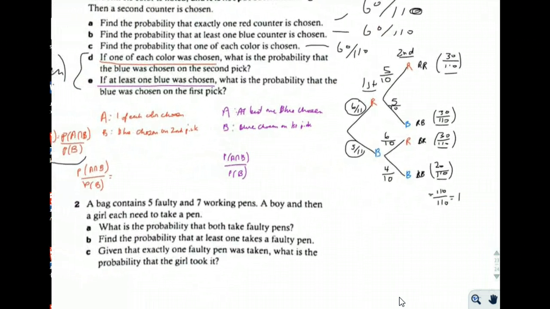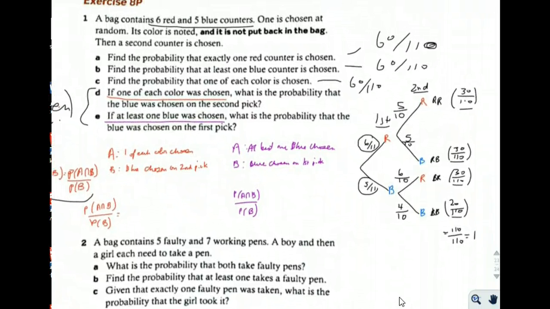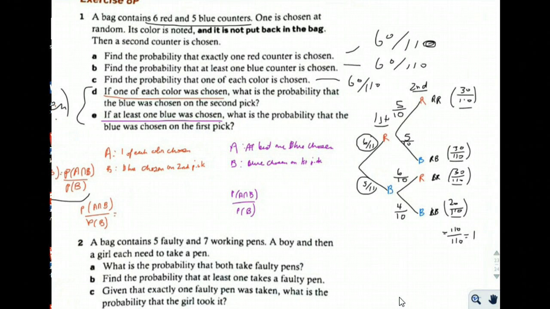Okay, let's look at the questions now. So find the probability that exactly 1 red counter is chosen. That would be this event here and this event here, because red, blue, and blue, red are the only possibilities where one red is chosen. Red, red, 2 reds are chosen, so that doesn't count. So you just add up 30 over 110 with 30 over 110, you get 60 over 110. Find the probability that at least 1 blue counter is chosen. Well, that's only red, blue, and blue, red also, because blue, blue is 2 blues, not 1 blue. So that would also be the exact same answer, 60 over 110.